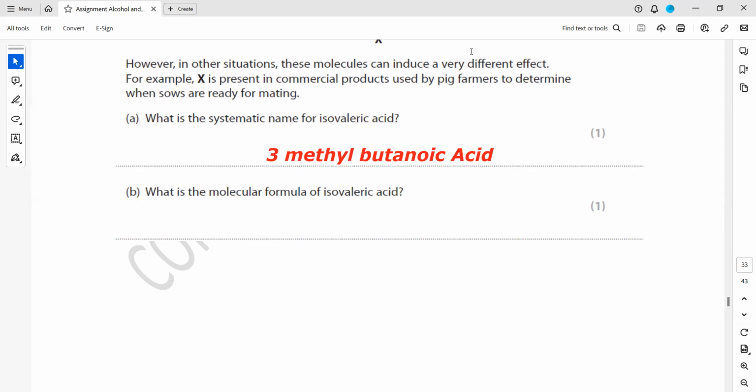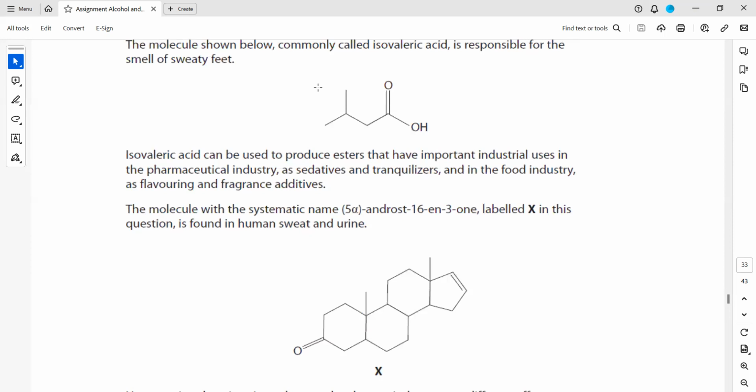What is the molecular formula of isovaleric acid? For the molecular formula, a skeletal formula is given. You just have to identify the atoms. This will be CH3, this will be CH, this will be CH3, this will be CH2, and 4 bonds are there, so C. So 1, 2, 3, 4, 5 carbons. So C5, and the hydrogens are 3, 6, 9, 10, and O2. So C5H10O2 will be there. That is the molecular formula.